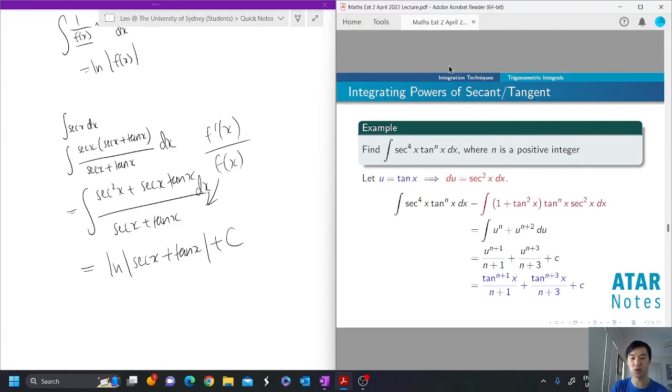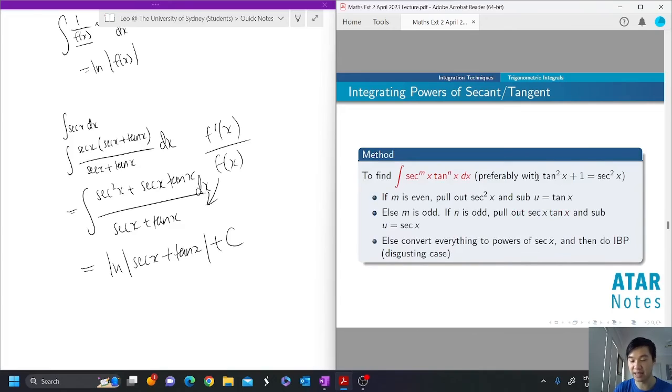So here's an example of what I mean by that. If we're integrating sec to the power of 4 x times tan x to the power of n, where n is a positive integer, because the power of sec is even, we can let u equals tan x. We rearrange to get du is equal to that. We pull out a sec squared x, and then you can just integrate like normal, and it will all work out. It helps with this identity: 1 plus tan squared x is equal to sec squared x.